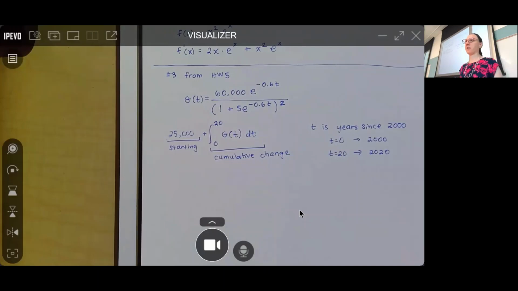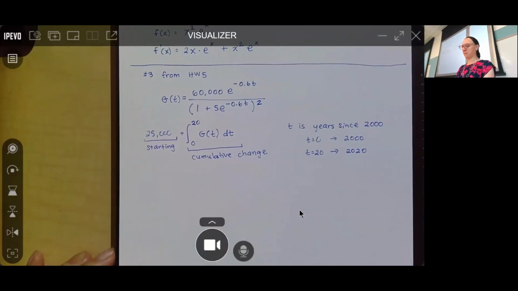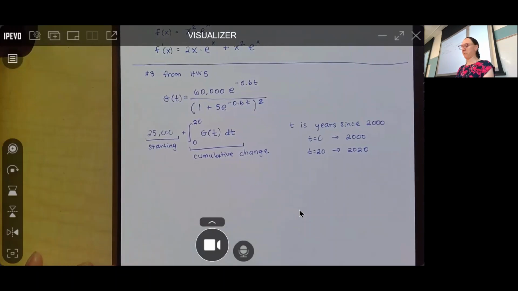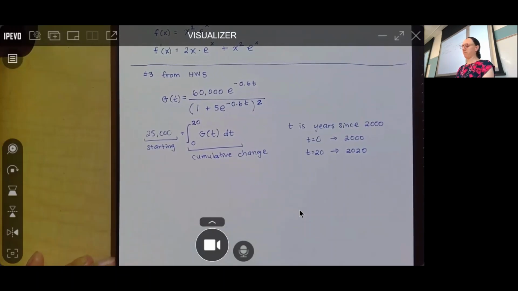Oh, quick question first. Yeah. I know this is a difficult way to do it, but could we do it using integration by parts? Or is U substitution the way to go?